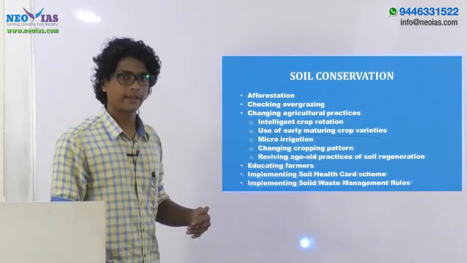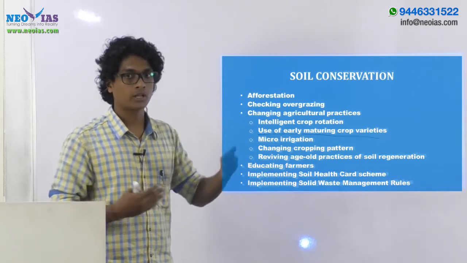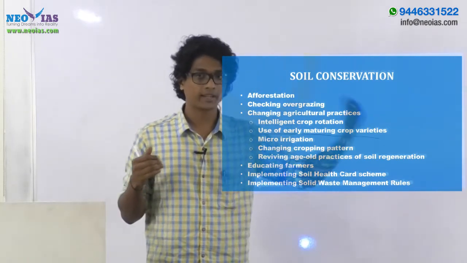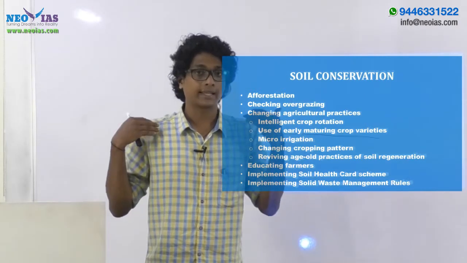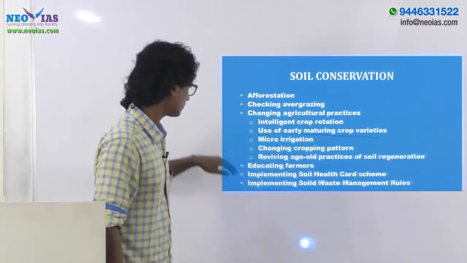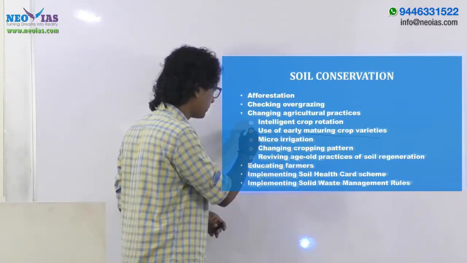Then micro irrigation. It is expensive, but it is a more sustainable solution in order to solve the problem of over irrigation. It can reduce the erosion as well as it can reduce the alkalinity or salinity of soil. Then changing cropping pattern. Again, it's more related with the early maturing varieties.